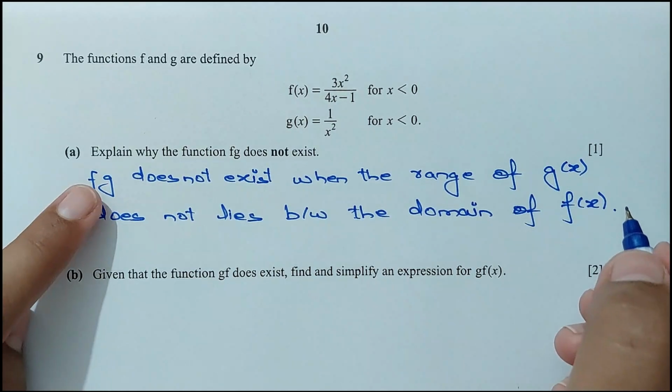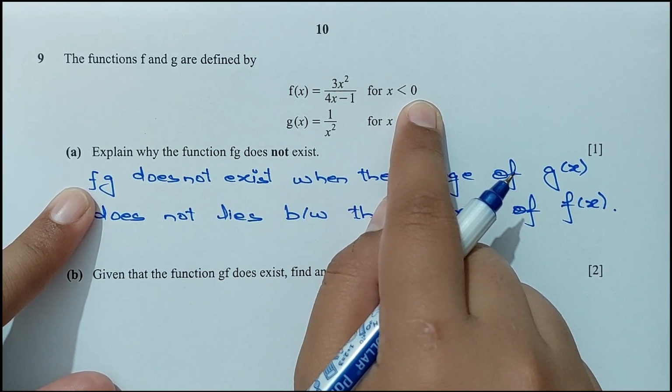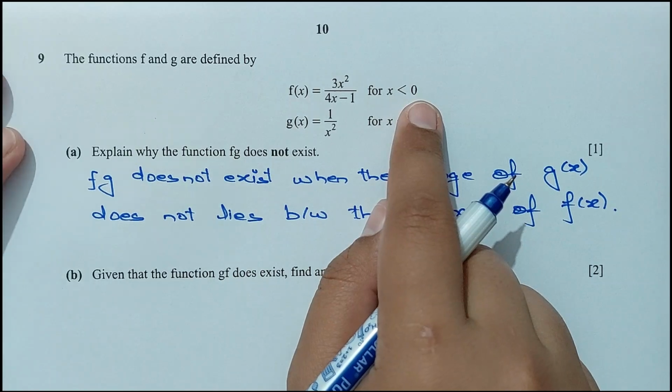Okay, so we have the domain of the outer function, which is x less than 0. All the values of x that are less than 0, meaning from negative 0.1 to negative infinity.